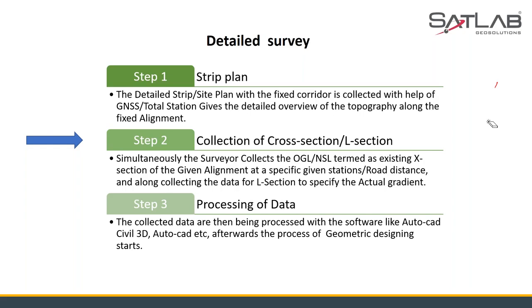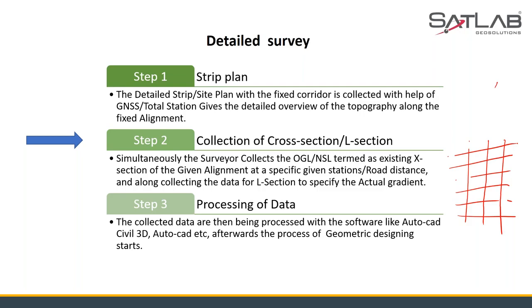So what exactly is the corridor? Say, for example, this is my alignment. This is the left side, this is the right side, and this is the whole corridor, which is, say for example, 200 meters. So my corridor is 100 meters left and 100 meters right.